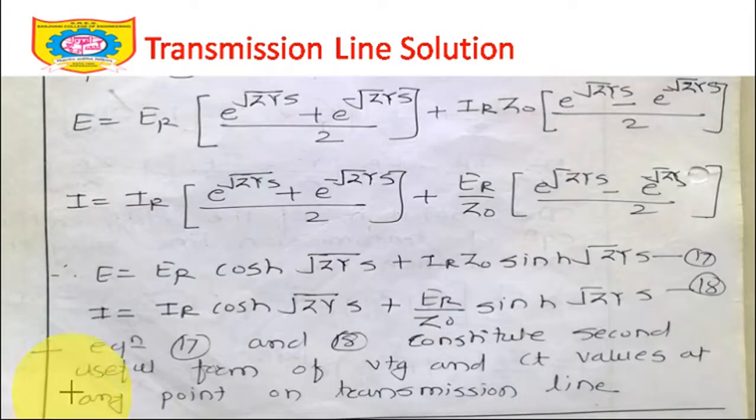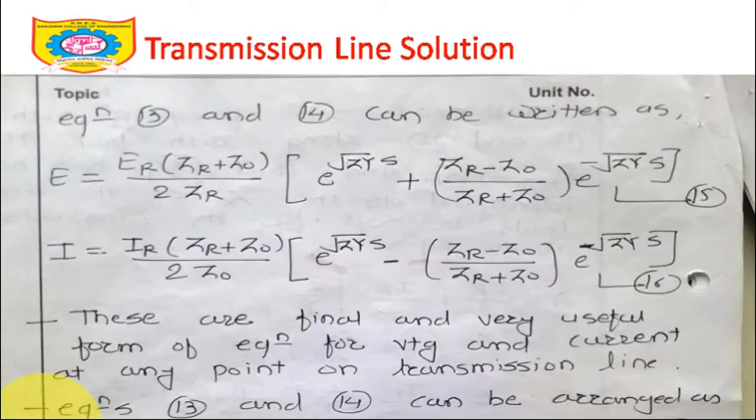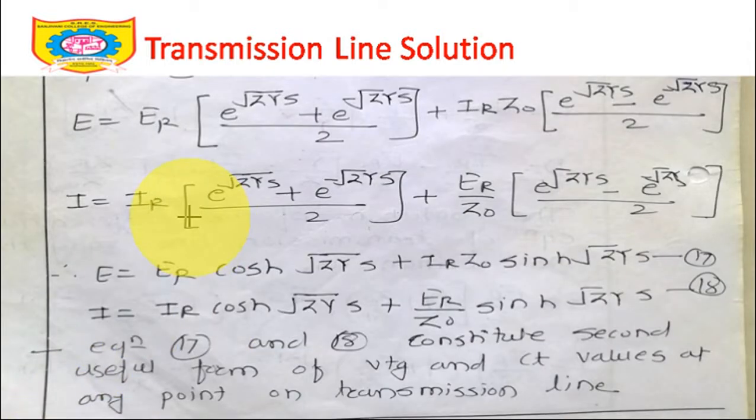Now once again we will rearrange the terms of equations 15 and 16, and let's see what happens. What I did now is multiply e raised to root ZY to this ZR, and e raised to root ZY to this Z0, and I have taken ER common outside. So E is equal to ER into (e raised to root ZYs plus e raised to minus root ZYs) upon 2. That division by 2 is taken inside the bracket, into IR Z0.